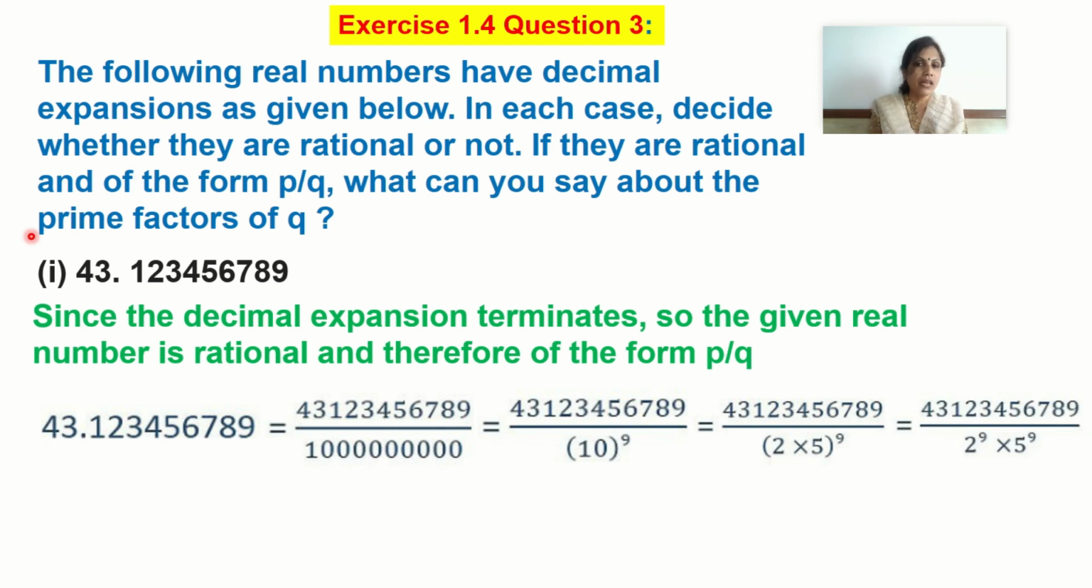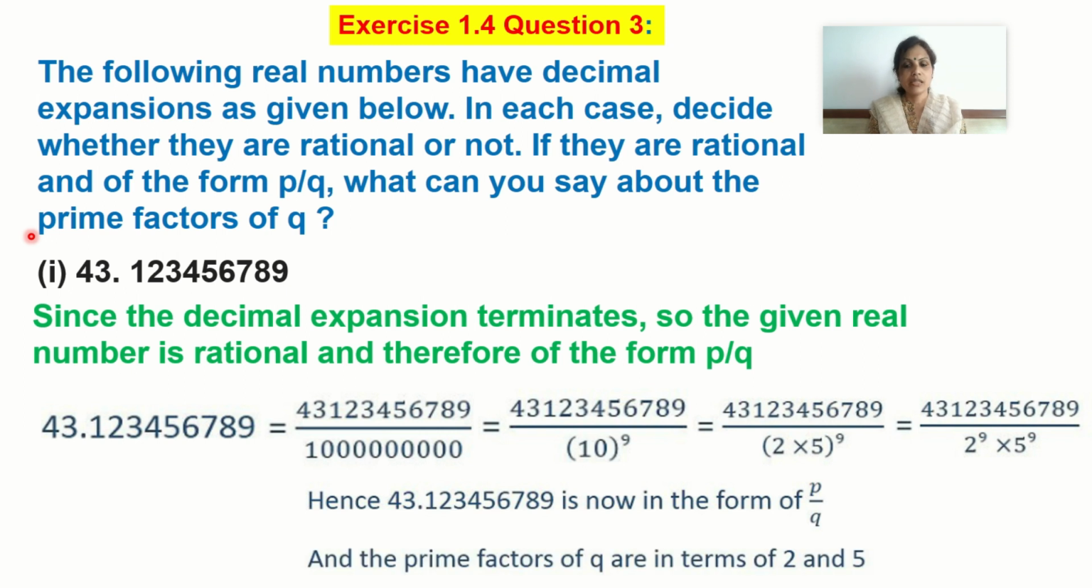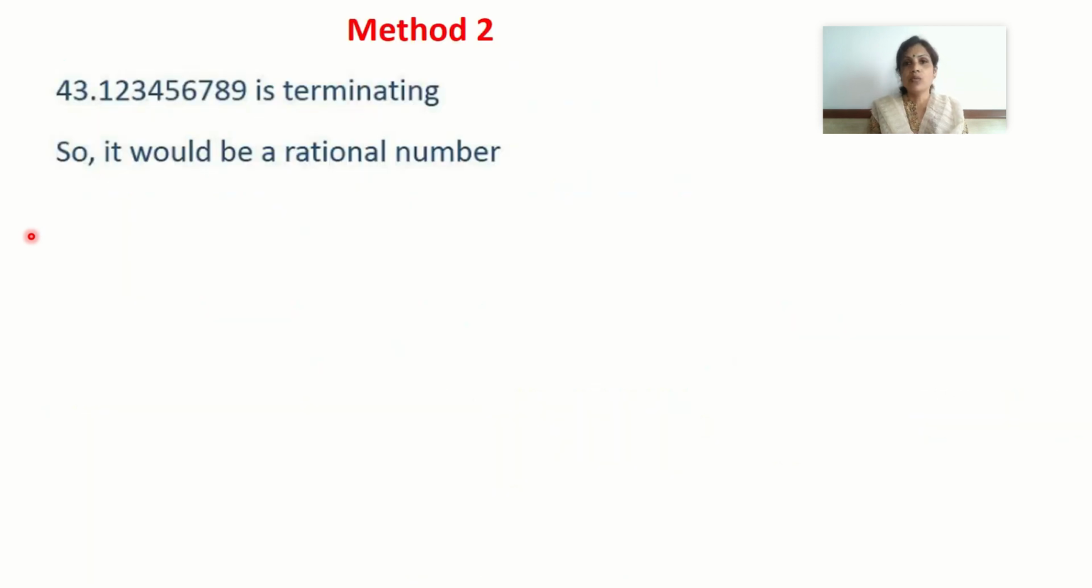So the denominator is of the form 2 raised to n, 5 raised to m, and therefore we can say that the number has a terminating decimal expansion. Alright, so the prime factors of the denominator are in the form of 2 and 5. This is one method. The other method is, this is the number which is given to you.